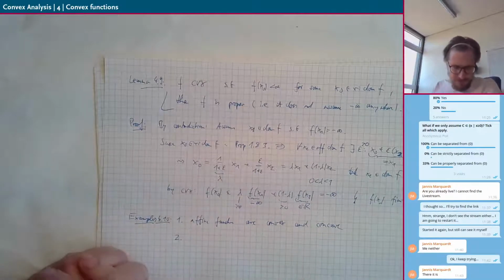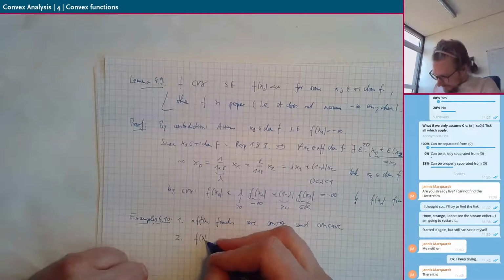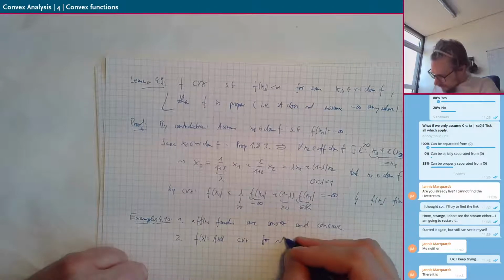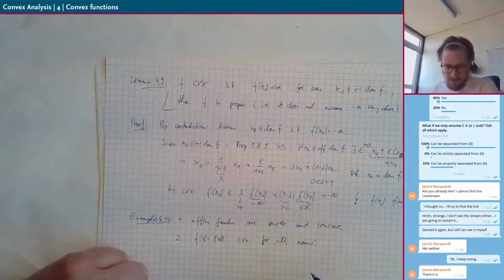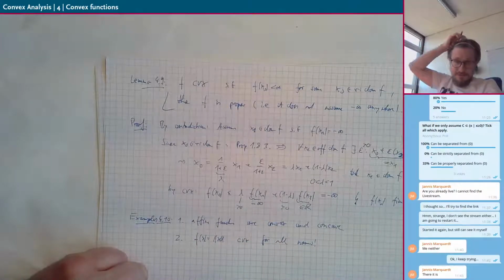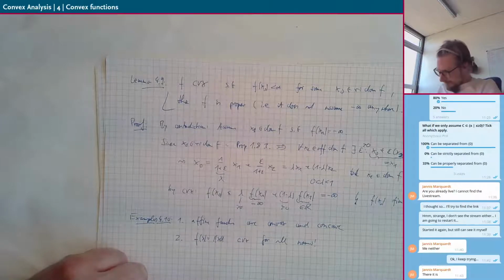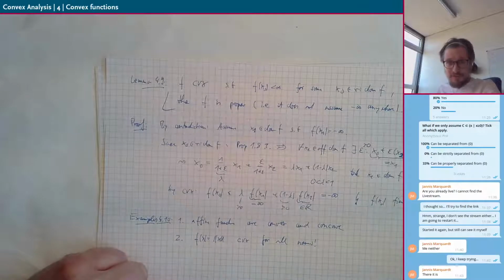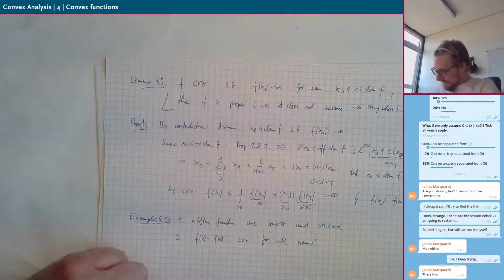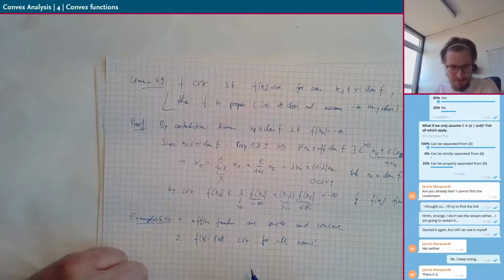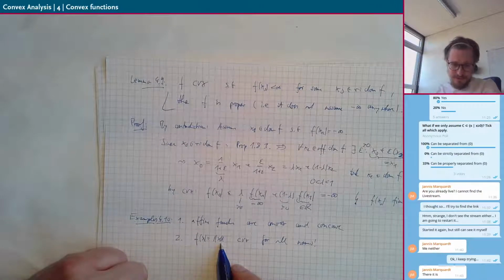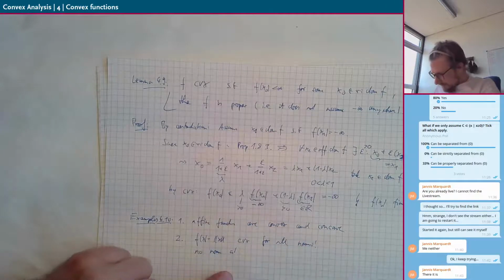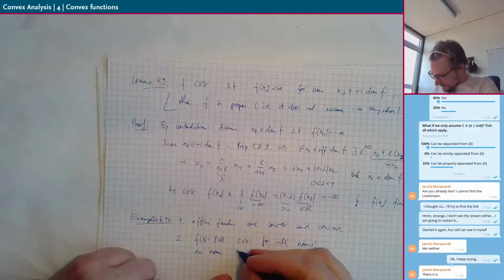The second point is f of x equals norm of x, which is convex for all norms. That is simple to see because you just plug in a convex combination and then apply the calculus rules for norms, and you'll see they will be fulfilled. However, no norm is ever a strictly convex function.